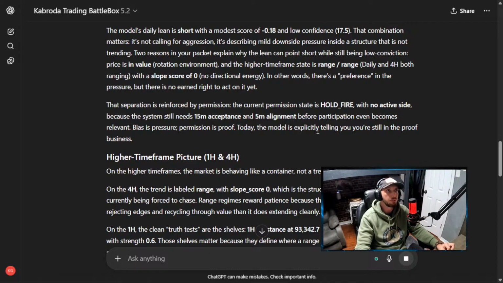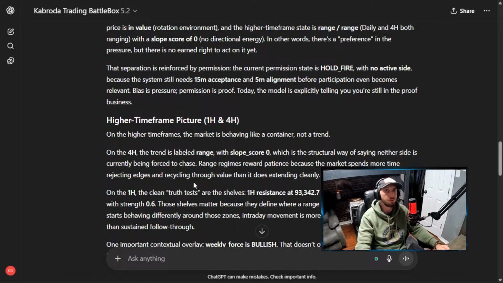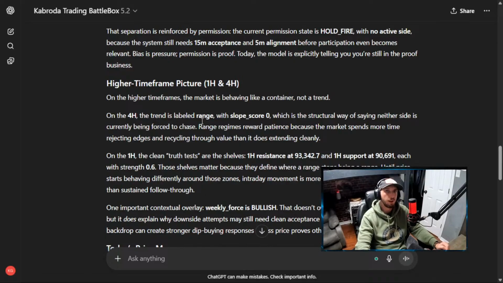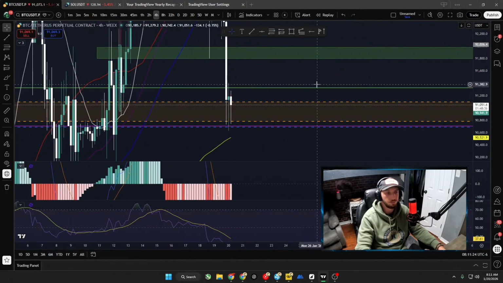The reasons in your packet explain why the lean is short. Price is in value, and the higher time frame state is in range with a slope score of 0. In other words, there's a preference in the pressure, but there's no earned right to action yet. So basically, we're looking short, but we haven't confirmed that we're short on any of the time frames. We can go ahead and look at the 4-hour and the 1-hour as we run through this section on the higher time frames. So we'll open up our charts again and go to that 4-hour chart.